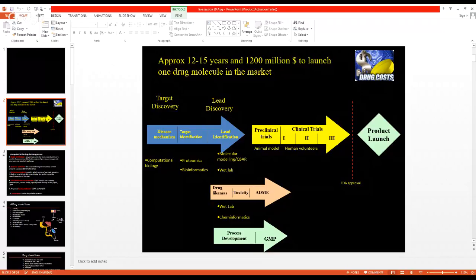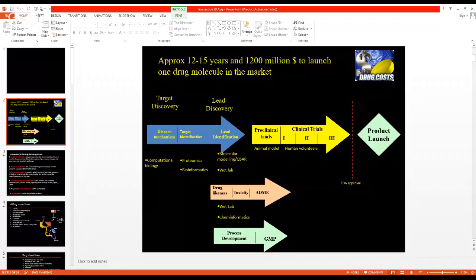And then no side effects. We don't want the short-term side effects. We don't want the long-term side effects, and so on. And then, of course, no toxicity, because the drug should not have any toxicity, whether it's genotoxic or nephrotoxic, and so on.